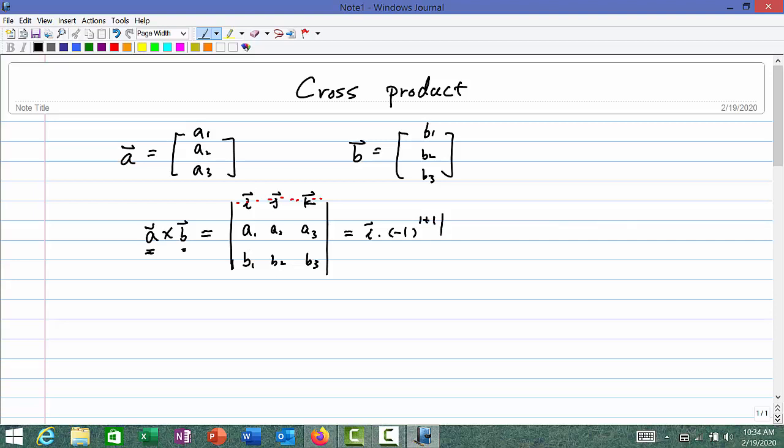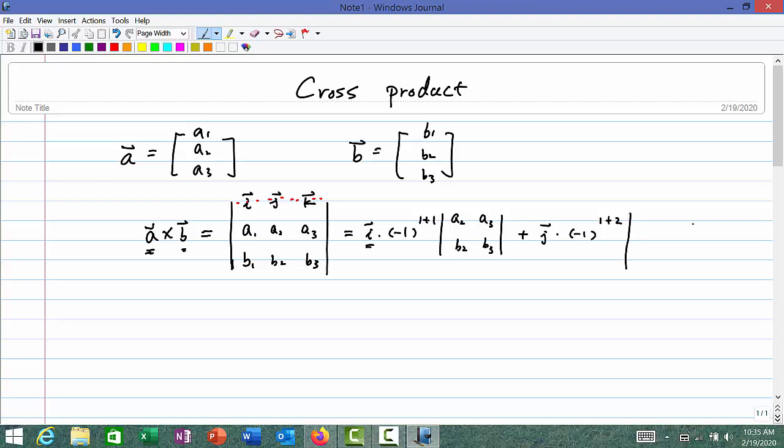Then the next step is we have a 2x2 matrix, and we compute the determinant of that. This 2x2 matrix is obtained by deleting the row and the column that this i is sitting on. Because it's sitting on the first row, delete the first row, and because it's on the first column, delete the first column. So we end up having A2, A3, B2 and B3. Now we move to the second entry, which is j. Also we times -1 to the power 1 plus 2, because it's sitting on the first row and the second column. Reversing the order of row and column is fine.